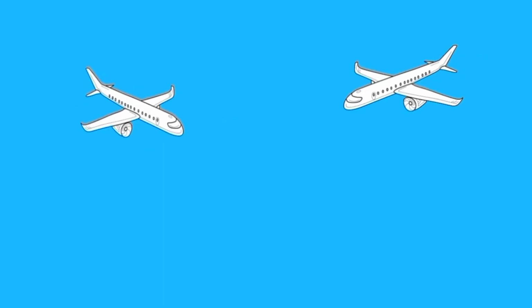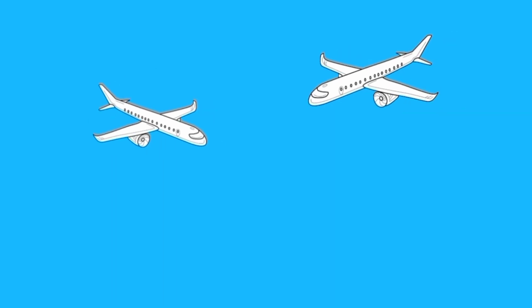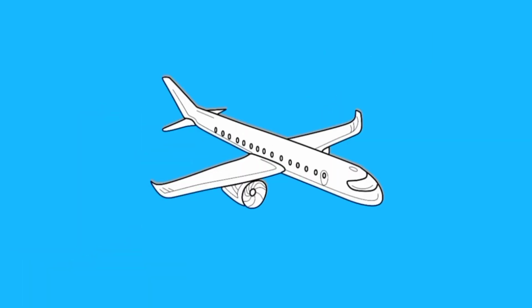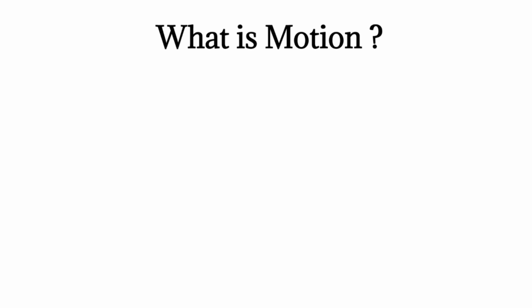We can see that the aeroplane looks like it is moving slightly, but after some time another aeroplane comes close to it and crosses it. Just after a few seconds, the second aeroplane is not around the first aeroplane, so it means this aeroplane is changing its surrounding continuously, and this changing of surrounding is known as motion in the language of physics.